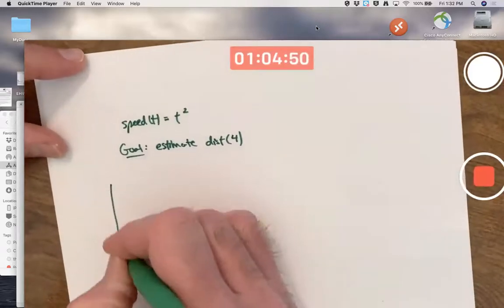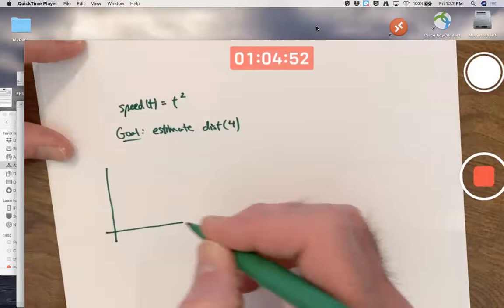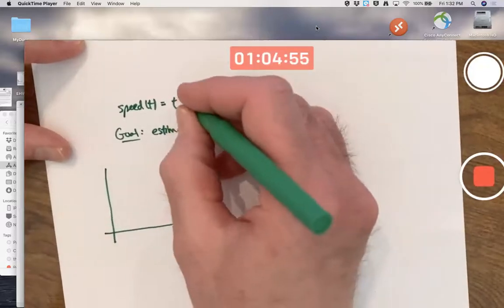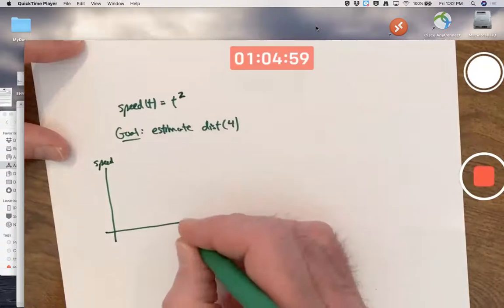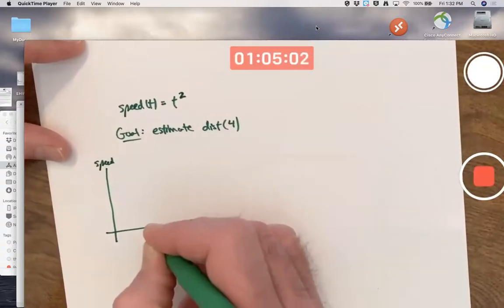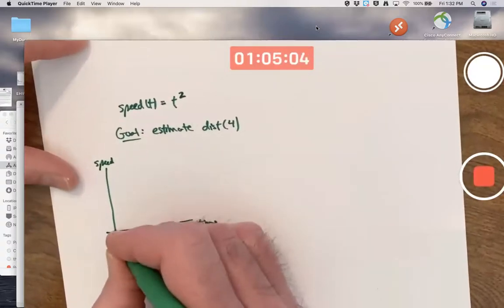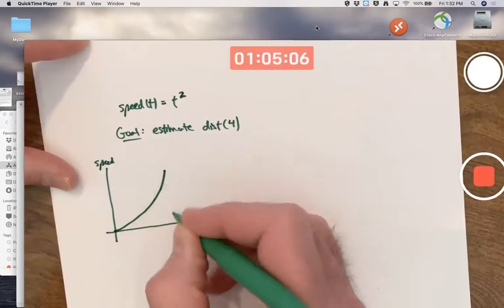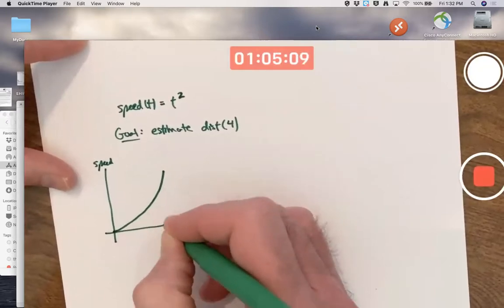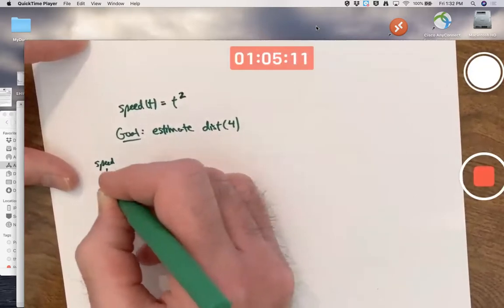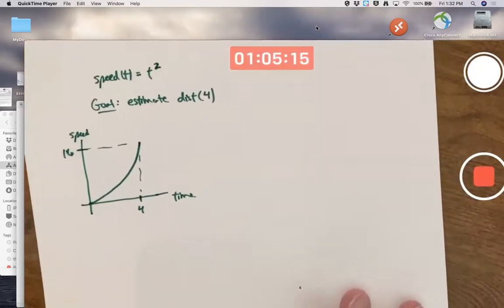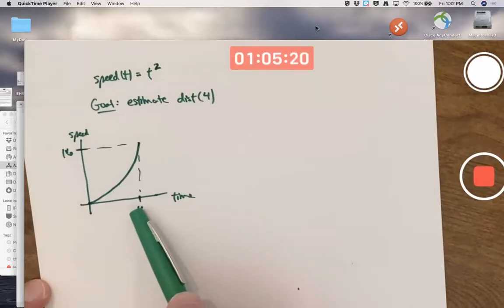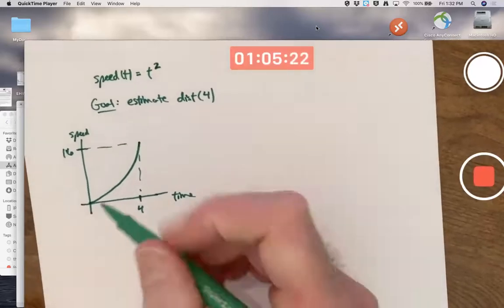What I've just been saying, the answer, whatever it is, should be the area under the graph of this function from 0 to 4. This graph is a parabola. When you get out to 4, the speed is going to be up to 16. The answer is going to be the area under the graph, whatever that area happens to be.